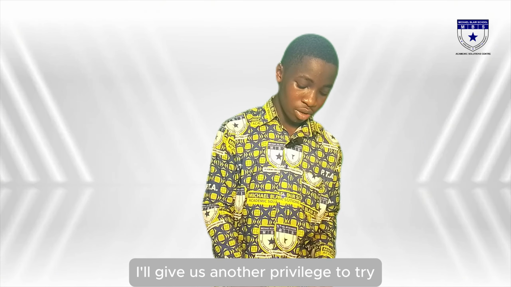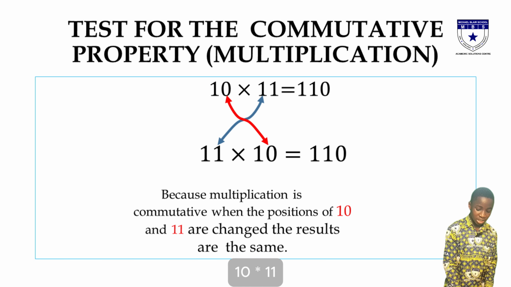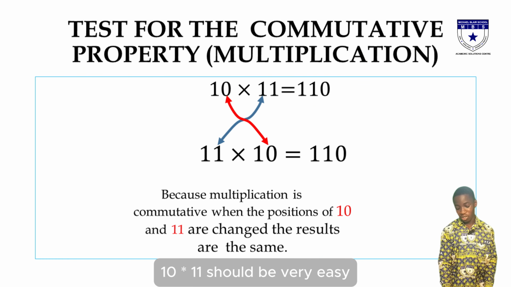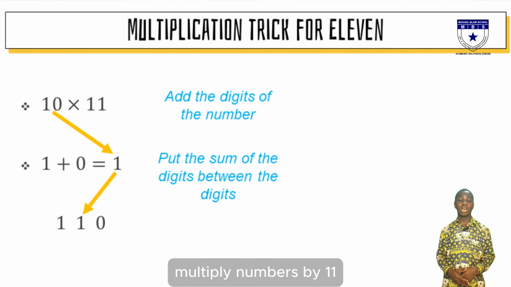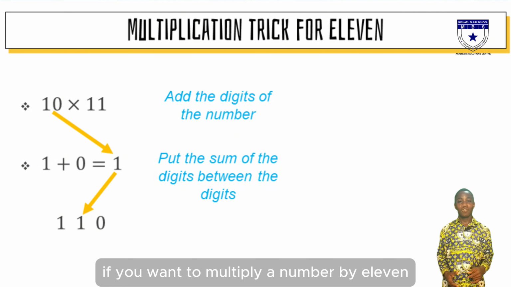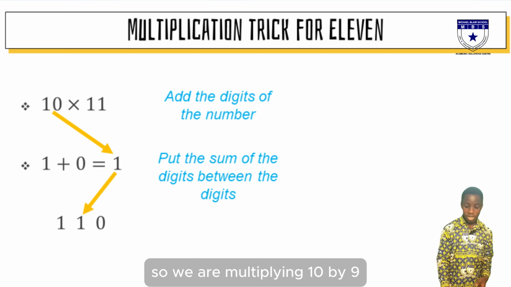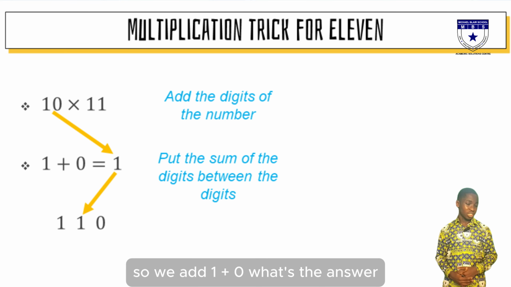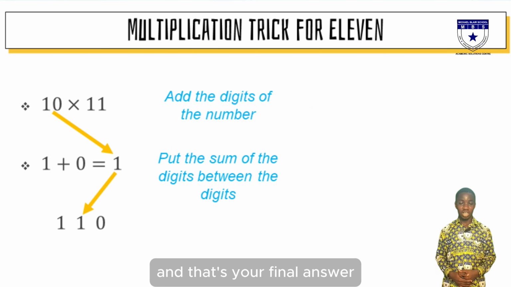Let's try another one, 10 times 11. 10 times 11 should be very easy. I also have another trick to tell you about multiplying numbers by 11. If you want to multiply a number by 11, all you have to do is add the digits of the number. So we are multiplying 10 by 11. We add 1 plus 0. What's the answer? 1. And you put the 1 between the digits. And that's your final answer.